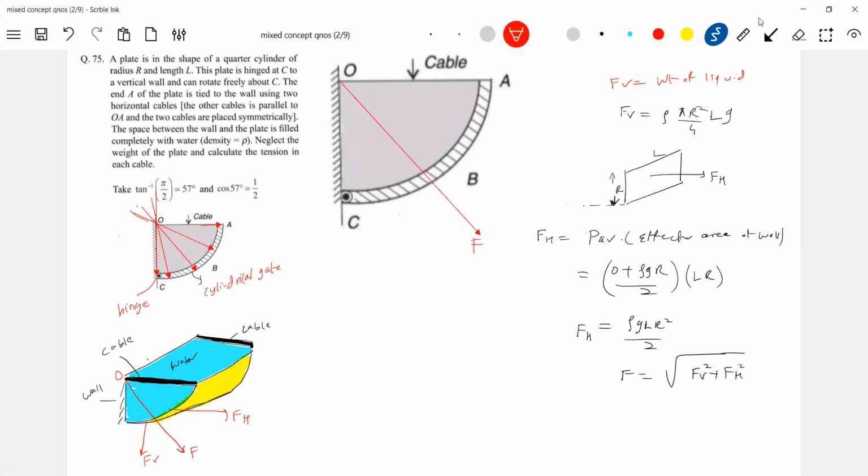So it will make some angle theta. How to calculate theta? I think we have a triangle here. So this is FV, FH, and we have theta. From this, I'll get tan theta. Tan theta equals FH by FV. Look at the values. Okay, now I have theta.